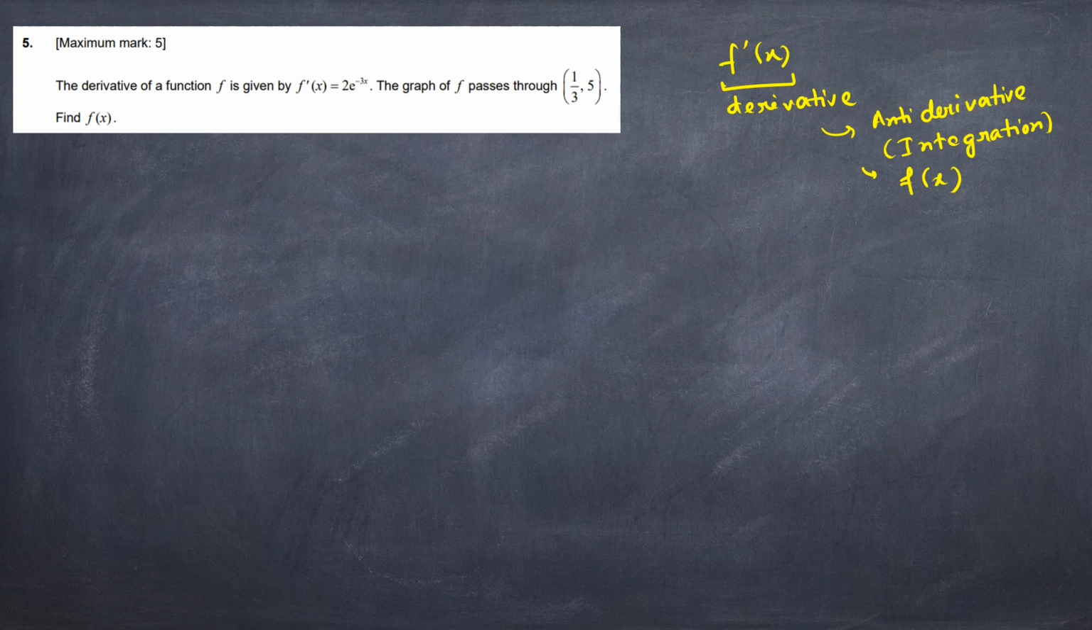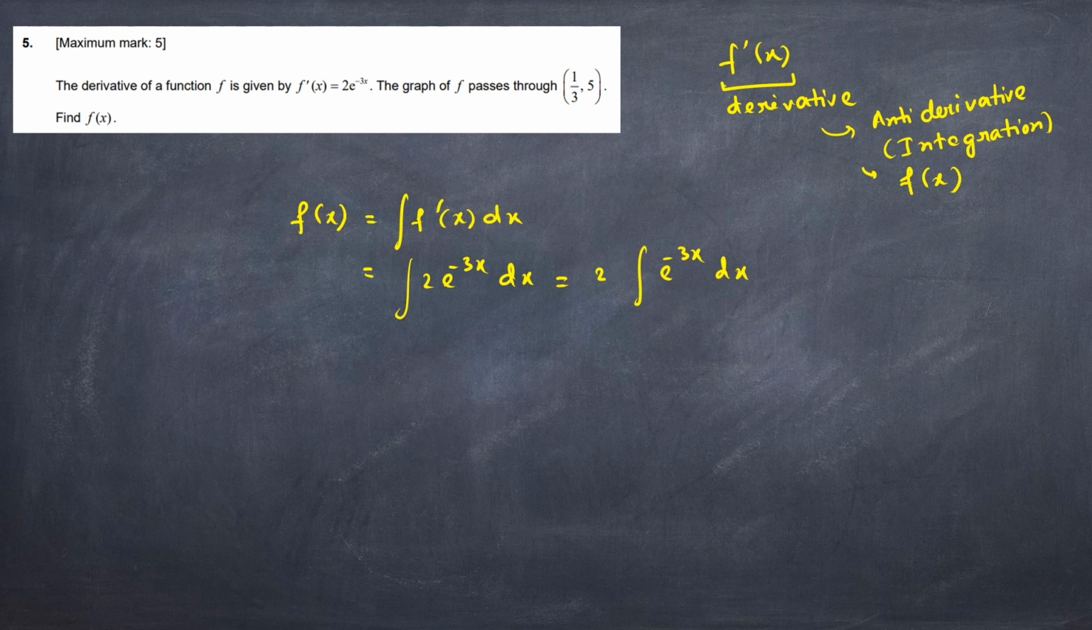So basically f(x) is equals to integration of f dash x dx. So this is basically an indefinite integral. Now the value of f dash x is 2 e to the power minus 3x, so integration of 2 e to the power minus 3x dx. I can take the constant out, so 2 times integration of e to the power minus 3x dx.